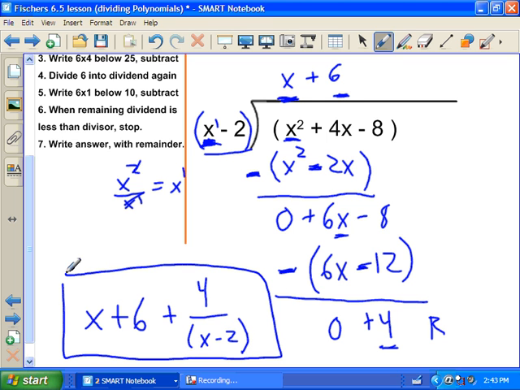In fact, if you were to multiply this by x minus 2, you will in fact get the original polynomial. It has to work. Okay, hope that helps. There's one simple example of polynomial division.